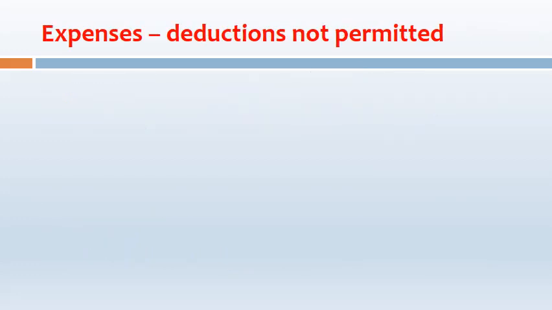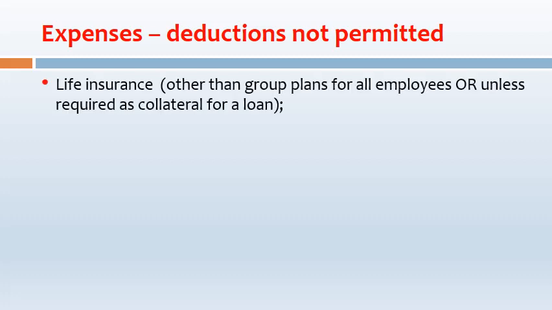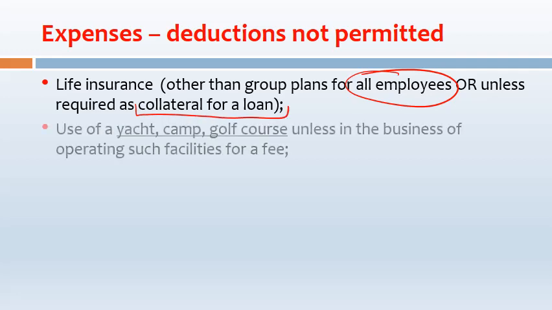Some other deductions that are not permitted for tax purposes but are for accounting are life insurance. So if as a corporation you are paying for life insurance for the CEO or the CFO or some employees, that's not actually a deduction you're allowed to make. If you are as a corporation buying or paying for life insurance premiums for all the employees, or if a bank requires you to purchase life insurance as collateral for a loan, then yes, it is in fact deductible. Otherwise, this is a no-no.